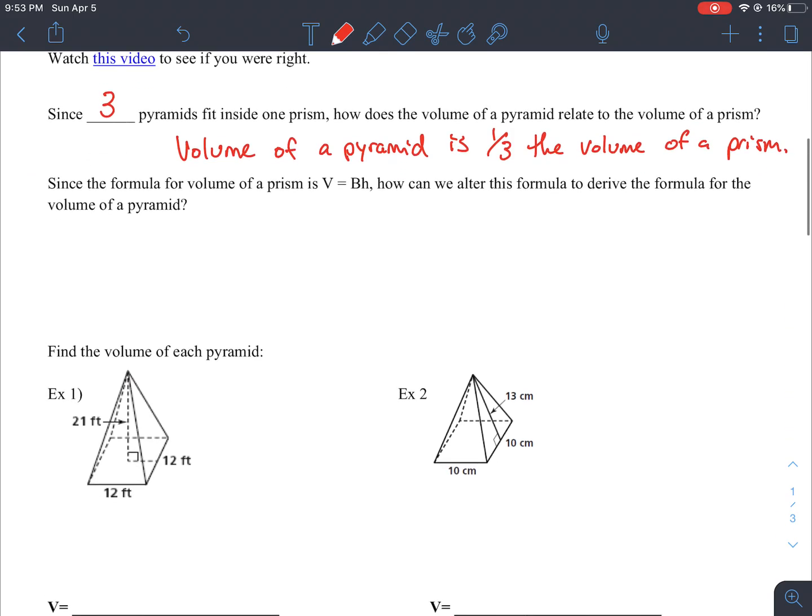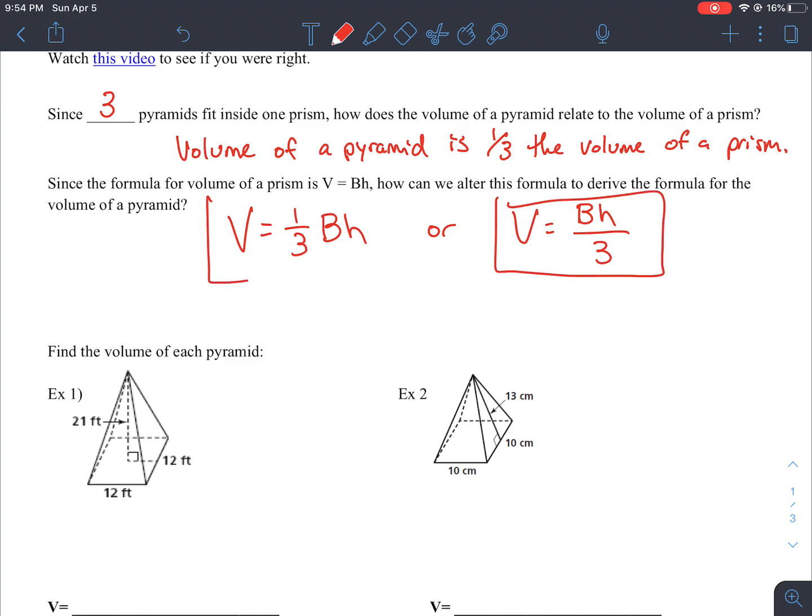Now, a little recall here. It says that since the formula for the volume of a prism is V equals B times H, how can we alter this formula to derive the formula for the volume of a pyramid? Well, if the volume of a prism is B times H and the volume of a pyramid is 1/3 of that, we can either write that as volume is 1/3 BH, or volume is capital B times H over 3. Either one of these will get you the appropriate answer.